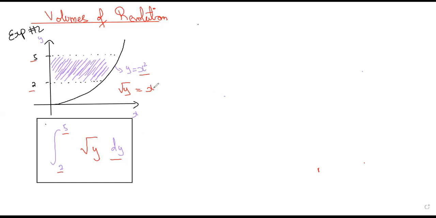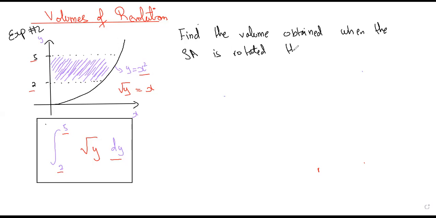Okay. So I'll write down the question and we'll see. The example is, find the volume obtained when the shaded area is rotated through 360 degrees about x-axis. Okay, this is the question that we are going to do, and this is the shaded region.